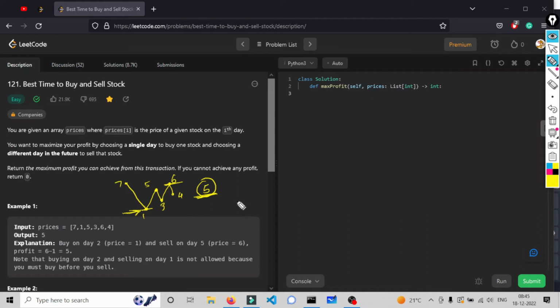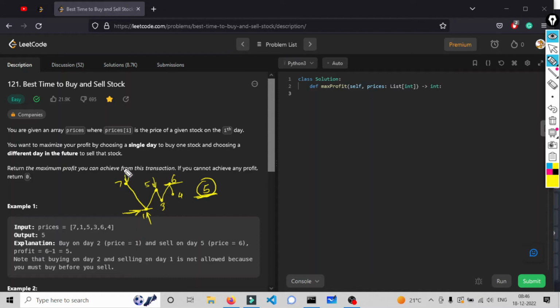So what we will do first is check the next value. Suppose our current value is 7, we will check whether the next value is greater or lower. If it is lower, then we will shift the current value to the next value, and the next value to the next of next. So suppose this is the left pointer.